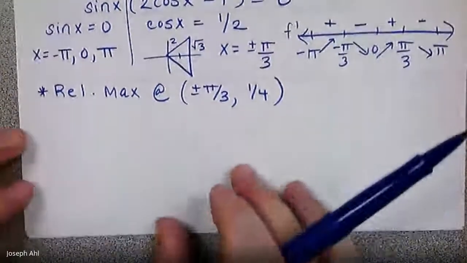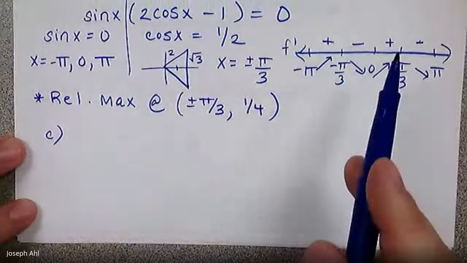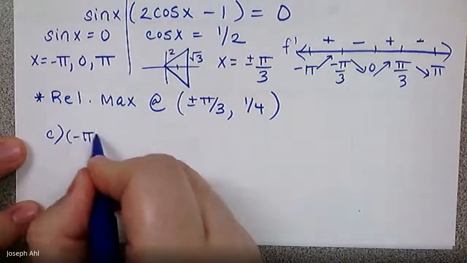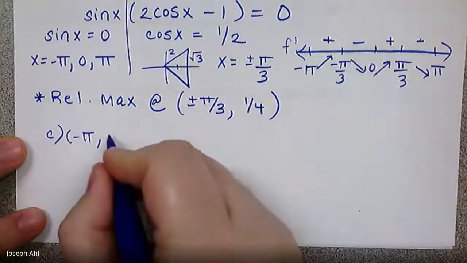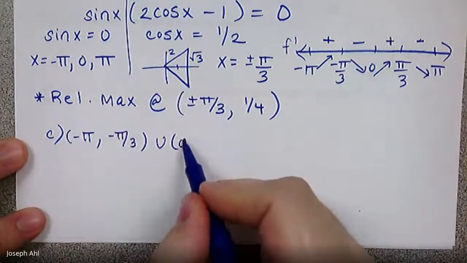For part C, increasing, you know what? We've already done all the tough work, haven't we? It's increasing over these two intervals: from negative pi to negative pi over 3, and then from 0 to pi over 3.